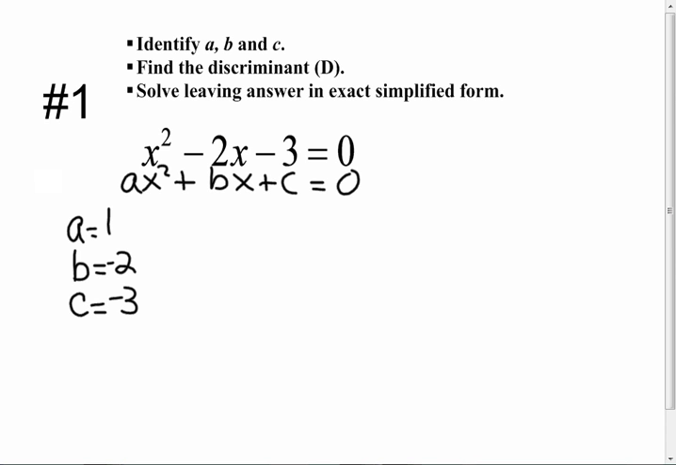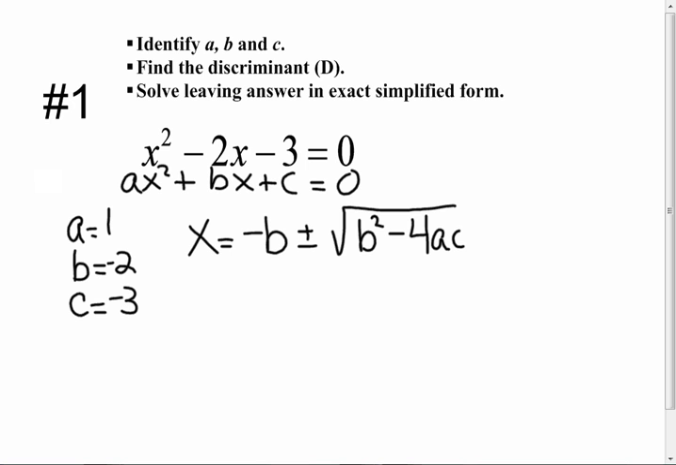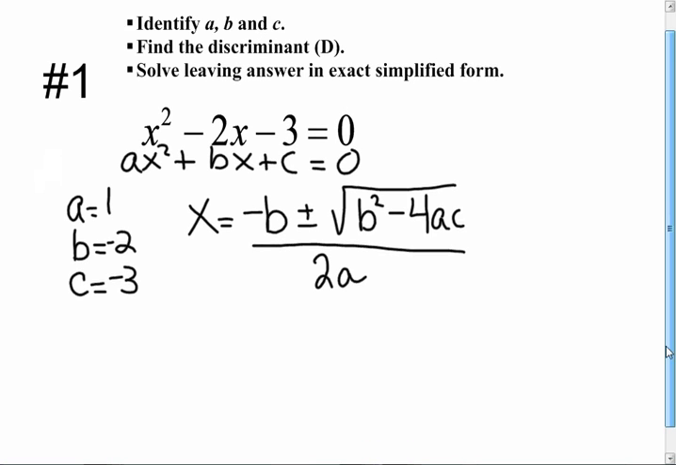Now, if you don't write the formula down, I think you'll get confused. So, x equals, let me do one at least, the opposite of B, plus or minus, we'll talk about how to deal with the plus or minus, the square root of B squared minus 4AC, all over 2A. I wrote down the letter. Good.